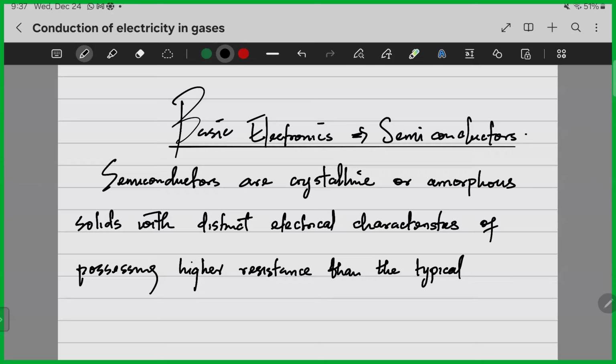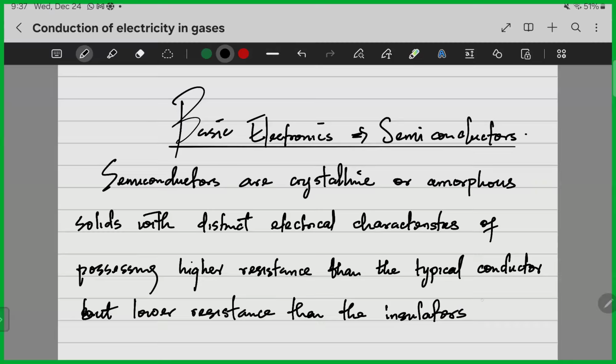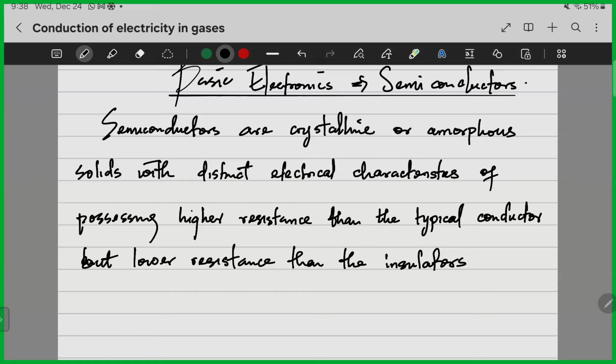So when we say higher resistance to electricity than the typical conductor, but lower resistance than the insulators. If you have lower resistance than the insulators, it means you conduct electricity better than insulators, because resistance is your inability to conduct. If you have higher resistance than a typical conductor, it means you resist electricity to an extent, but as far as it's lower than insulators, you allow electricity to pass through more than insulators do.